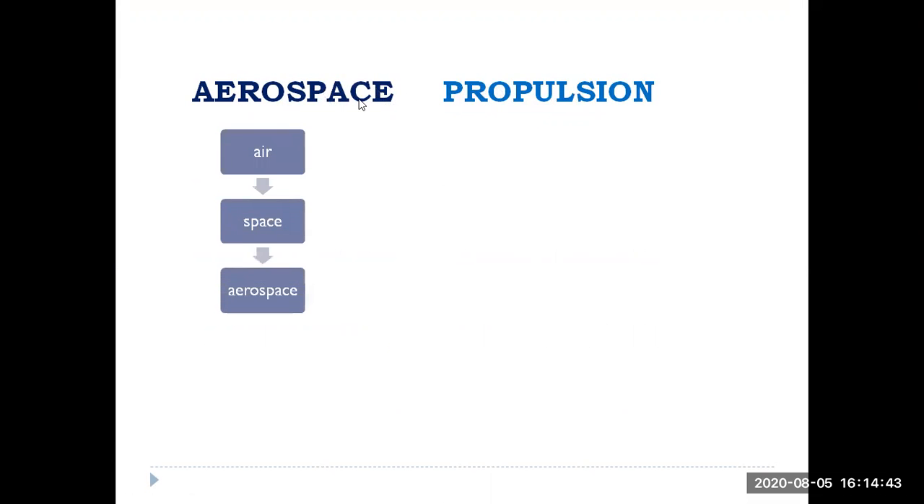So, let's first discuss what is aerospace propulsion. It is divided into two words, aerospace and propulsion. Aerospace is nothing but the combination of air and space, so it is called aerospace. Next, coming to the word propulsion, propulsion deals with propelling of bodies.